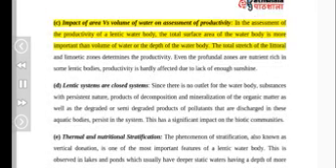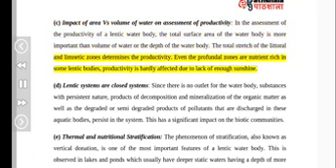C. Impact of area versus volume of water on assessment of productivity. In the assessment of the productivity of a lentic water body, the total surface area of the water body is more important than the volume of water or the depth of the water body. The total stretch of the littoral and limnetic zones determines the productivity. Even the profundal zones are nutrient-rich in some lentic bodies. Productivity is hardly affected due to lack of enough sunshine.